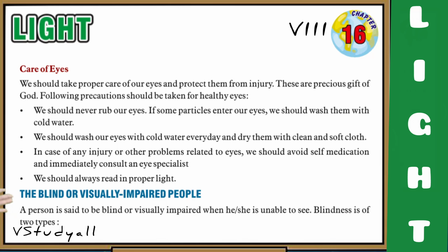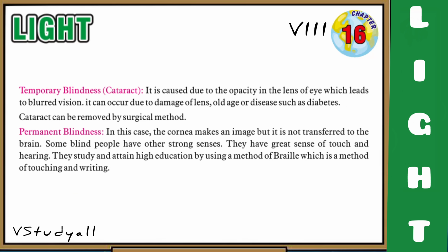So now let's see the next topic, that is blind or visually impaired people. A person is said to be blind or visually impaired when he or she is unable to see. Blindness is of two types. First is temporary blindness, that is called cataract.